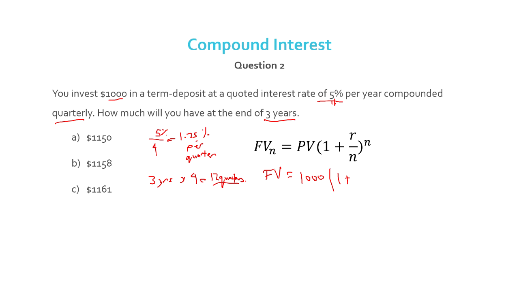1 plus 1.25% raised to the power of 12. And then when you type that in on a calculator, you're going to get a figure that's 1161. So our answer is going to be C.